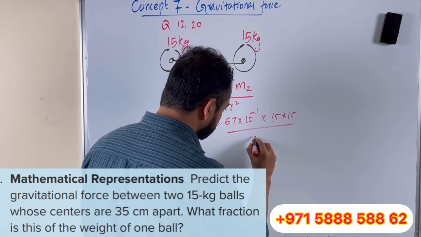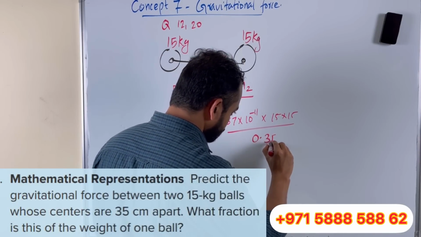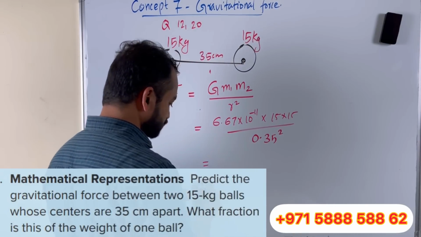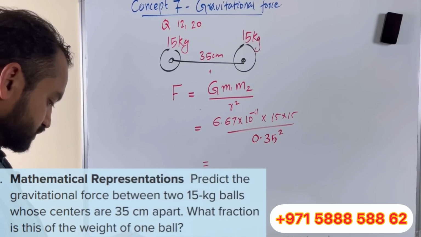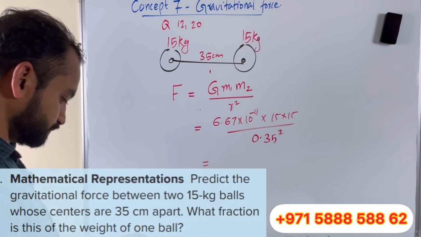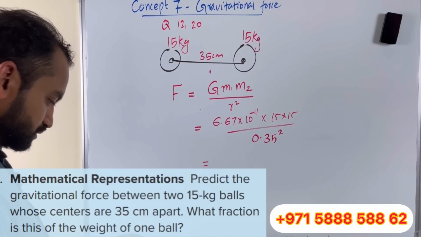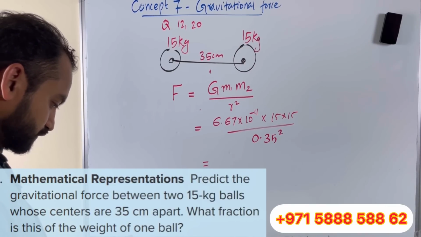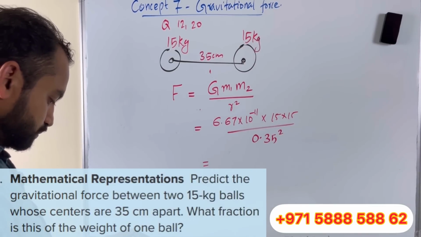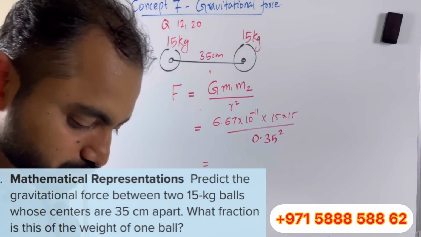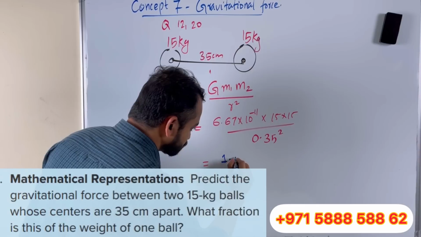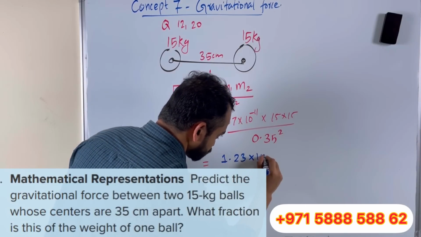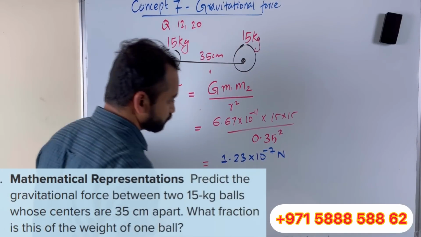So this is 0.35 squared. Now we will do the calculation: 6.67 times 10 to the power negative 11, times 15 times 15, over 0.35 squared. The value is 1.23 times 10 to the power negative 7. The answer is 1.23 times 10 to the power negative 7. The unit of force is Newton.